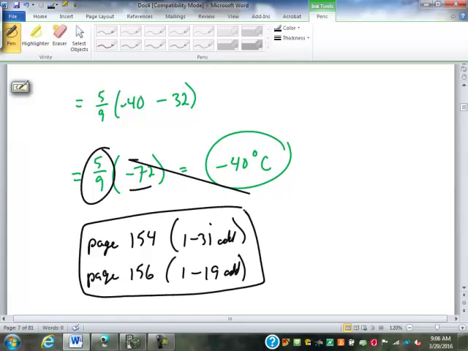This is now not in the packet anymore. This is back out of your textbook. Page 154, 1 through 31, the odds. And on page 156, 1 through 19, the odds. That's dealing with the temperatures. Is this going to be on a test? Yes, there will be a little bit on your test. And yes, tomorrow, for those of you that didn't catch it, tomorrow is our Unit 3 test. Or Unit 4 test, sorry.